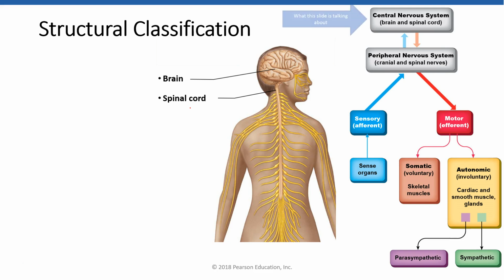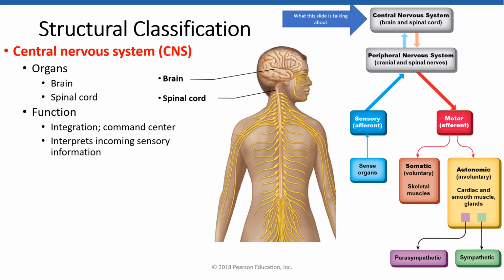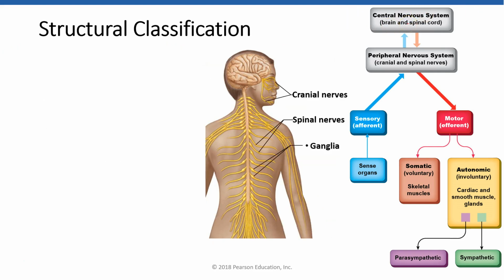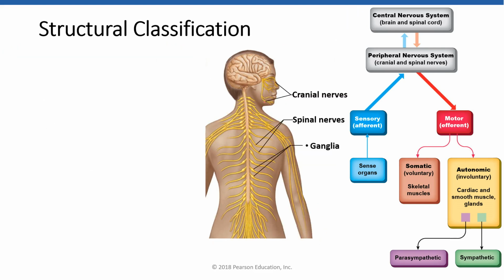So this is the slide that we're talking about, the division, central nervous system, the CNS. Why is it grouped as the CNS? It's because it's the brain and spinal cord. Its function is the main command center and it interprets the incoming information. But we group this based on the structures, the brain and spinal cord. It also issues outgoing instructions that will go back down the spinal cord and out the spinal nerves.